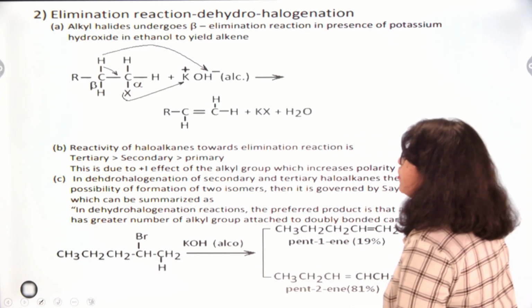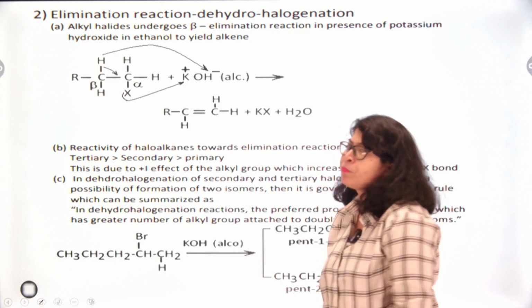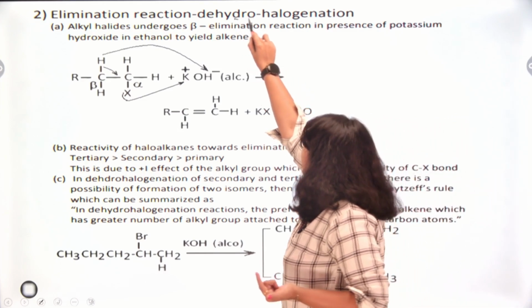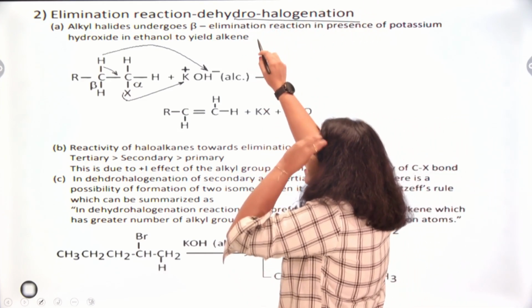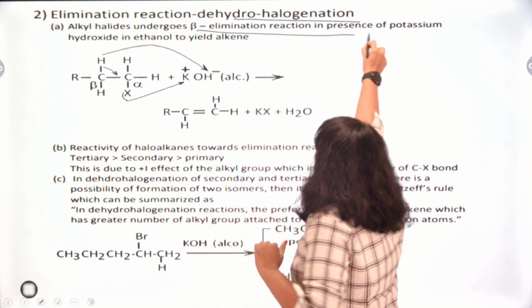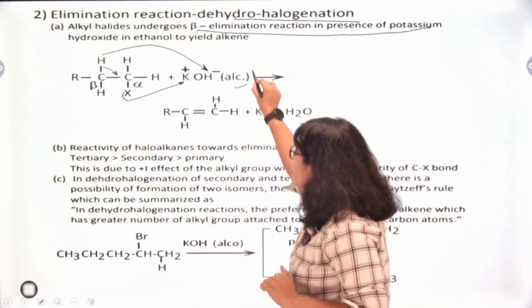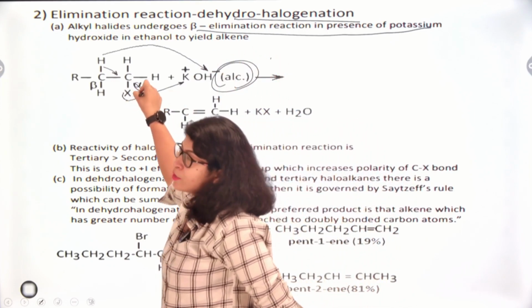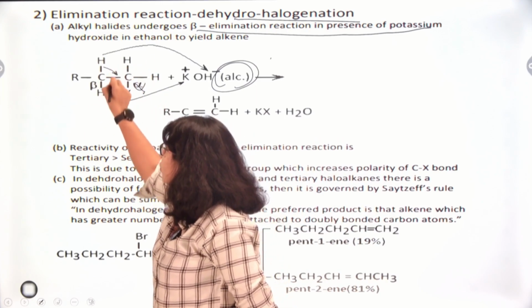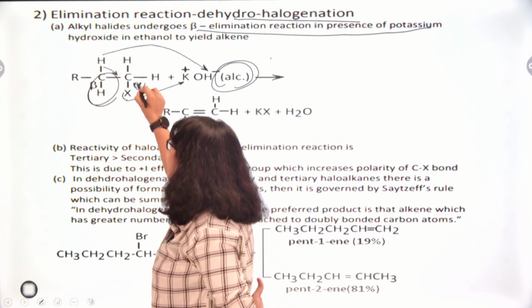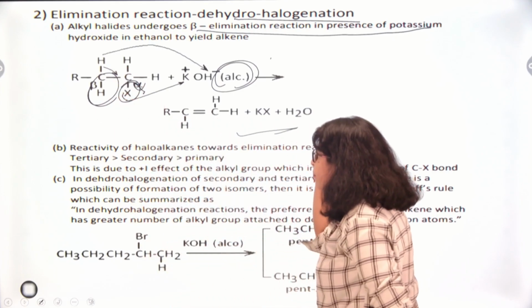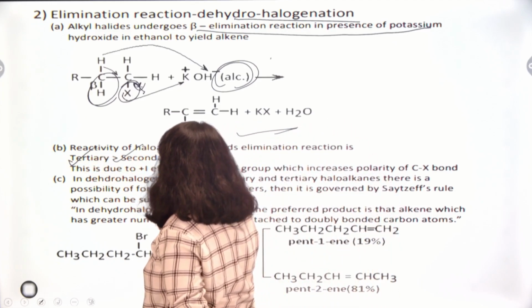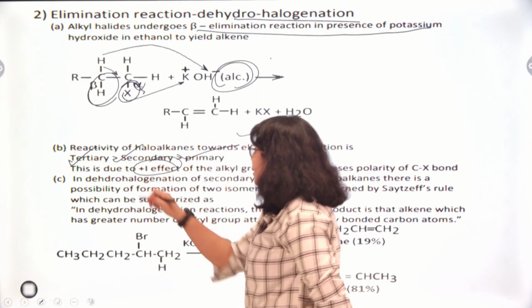Now, if you see certain elimination reactions, here elimination of a hydrogen and a halogen takes place. So it is called the dehydrohalogenation process. Alkyl halide undergoes beta elimination reaction in the presence of alcoholic KOH to give you an alkene. The alpha position is the one attached to the halogen group. The beta hydrogen is eliminated along with the halogen to give you the respective alkene. Reactivity of haloalkanes towards elimination is tertiary greater than secondary greater than primary, which is because of the plus I effect of the alkyl group.